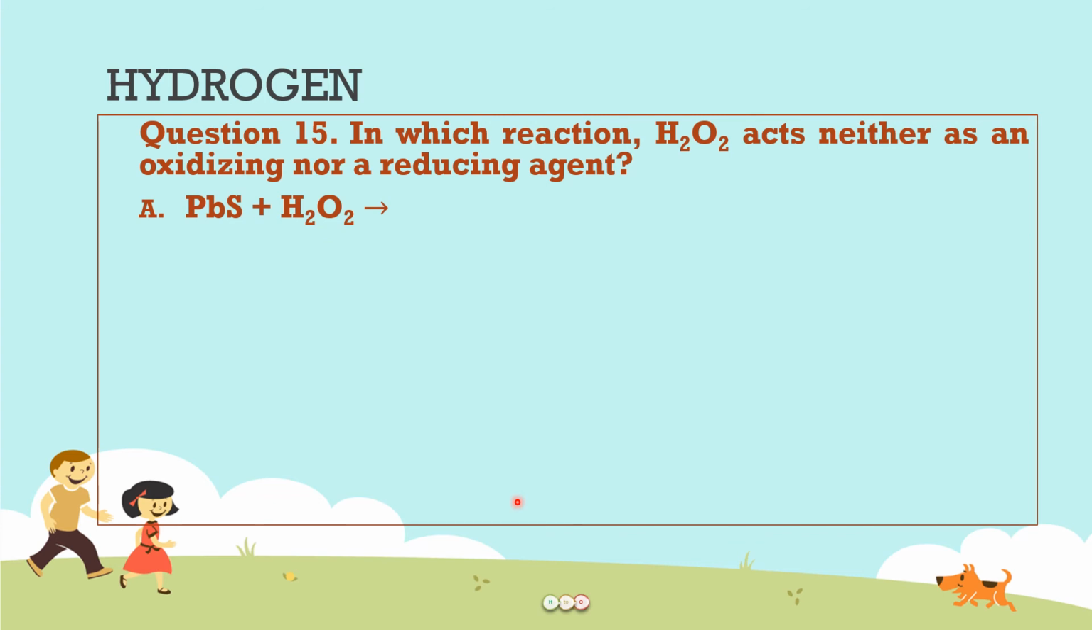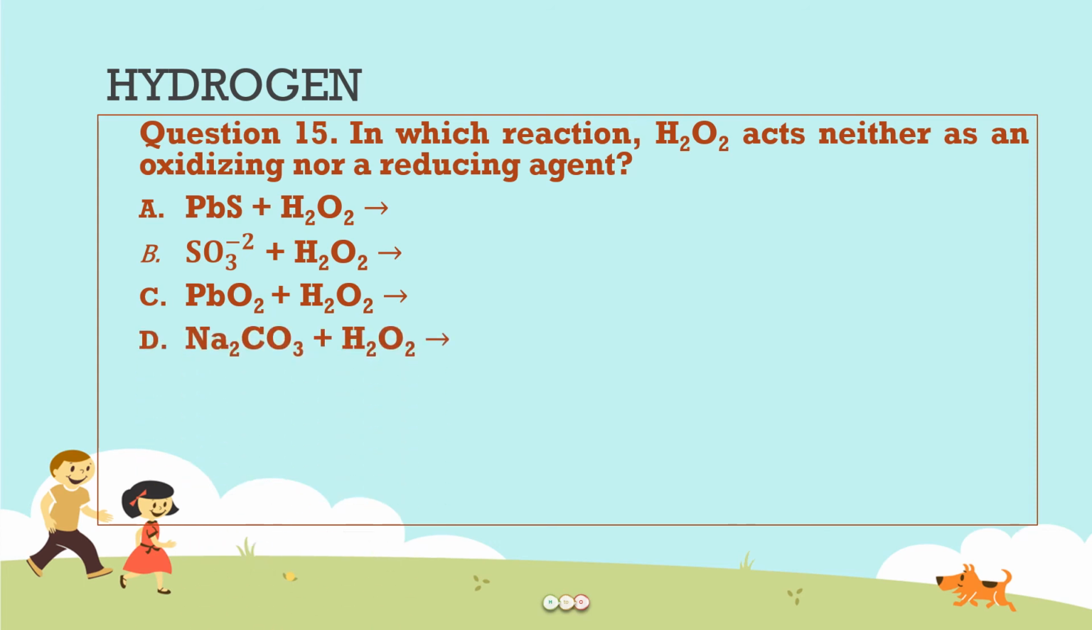The correct answer to the question is going to be D choice. We have Na2CO3 and H2O2 reacting to form Na2O2 plus water and carbon dioxide. Here there is going to be no change in oxidation state of any of the elements. Therefore, hydrogen peroxide will be neither acting as an oxidizing agent nor a reducing agent. In the other three, it is going to be acting as one. So let us quickly check those reactions as well.